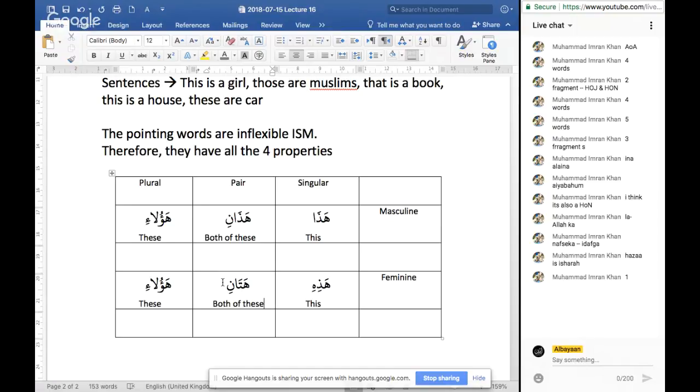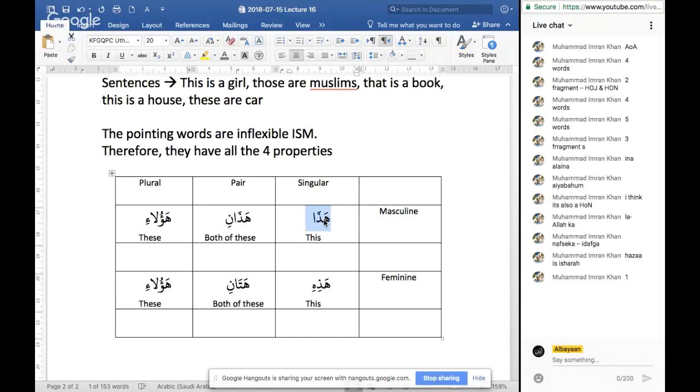Good. Now I'm going to give you more good news. The good news is that all of these versions that you are looking at here are the Rafa forms. They're not Nasab or Jar forms. All of these pointers are by default Rafa, unless there is a case to call them Nasab or Jar. For example, if they come after a Harf of Jar, or after a Harf of Nasab, then they would be Nasab.